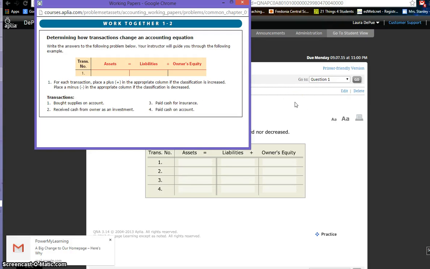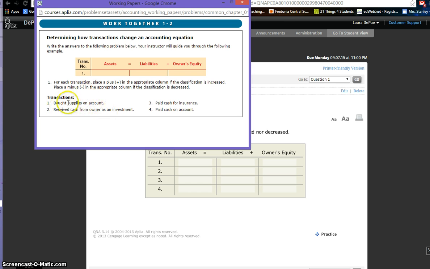In the next part of Chapter 1, we're going to learn how to determine how each transaction within a business will affect and change the accounting equation. So remember, our accounting equation still is assets equals liabilities plus owner's equity, and now we're going to be given 4 different transactions, and we have to determine if we should be adding a plus sign to indicate the account is going up, or a minus sign to indicate if it is decreasing.